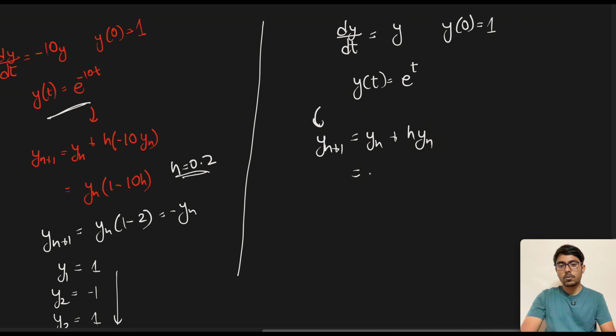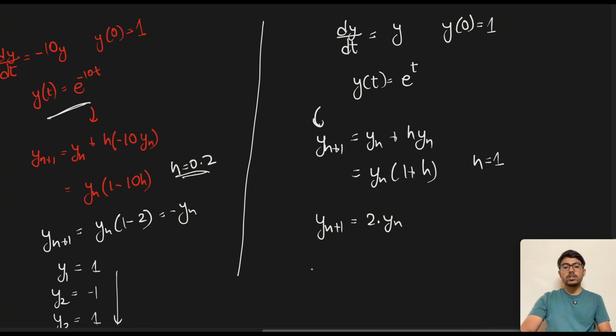If we take this out, yn(1 + h), right? Now suppose we chose again a very large h, let's say h equals 1, then yn+1 equals 2 times yn, right, which will again cause divergence behavior, which you can see from here: y1, 2, then 4, 8, 16 and so on, right?